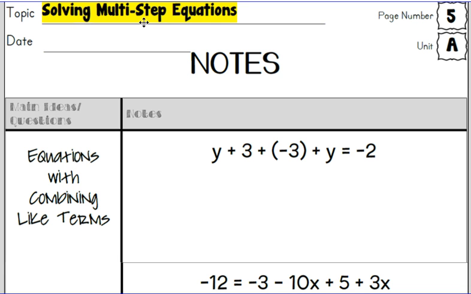Today we are working on solving multi-step equations. So on the topic, if you'll fill that in, and also today's date. And this is page number 5 of Unit A, which should already be filled out on your note sheet.